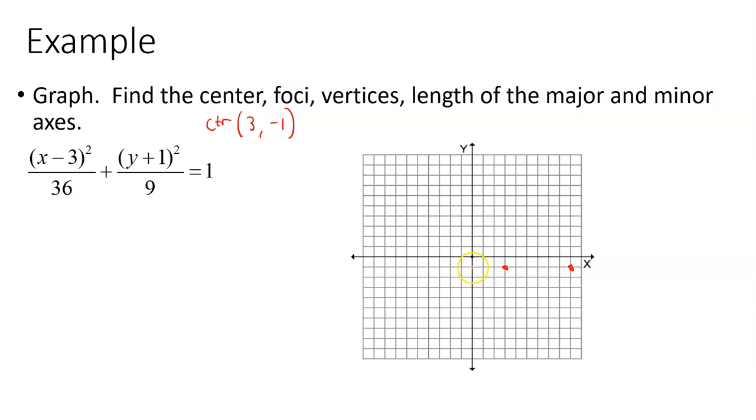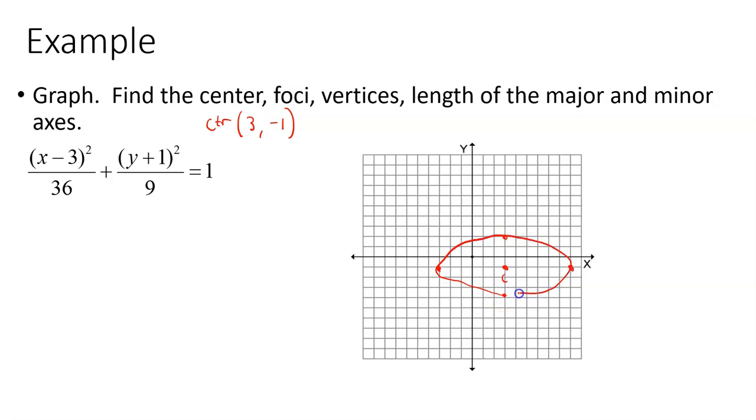And I count 6 to the left. Well, there's 3 already. 4, 5, 6. All right, square root of 9 is 3. So from my center, I go up 3. And I go down 3. So here's an ellipse that's not centered at the origin.